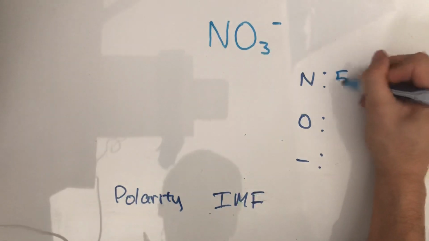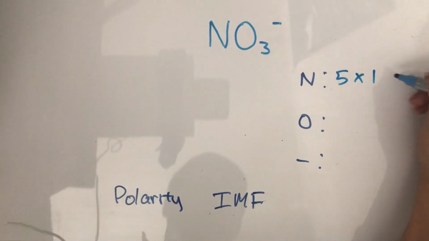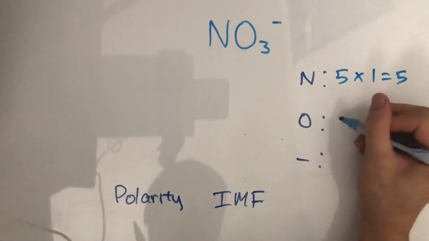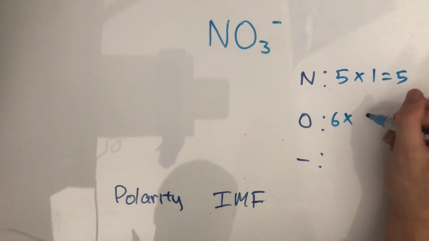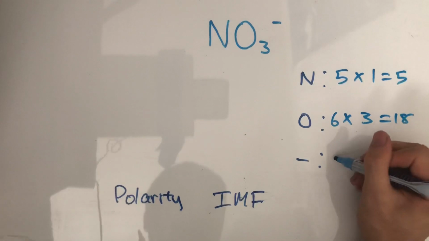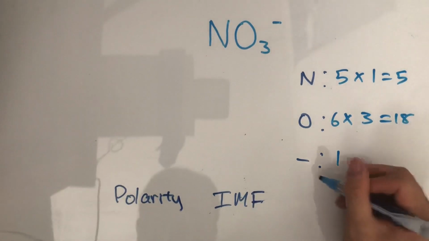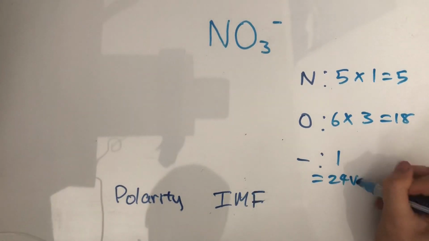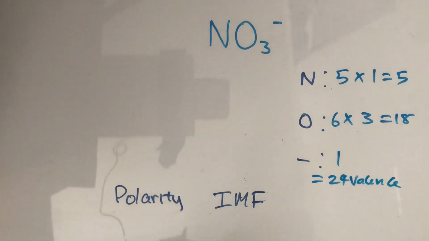Nitrogen has 5 valence electrons because it's in group 5A, and there's 1, which gives us a total of 5. Oxygen has 6 because it's in group 6A, and we have 3 of these, which gives us 18. And then we have 1 additional valence electron from this negative, which gives us a total of 24 valence electrons that we must use when we draw our diagram.